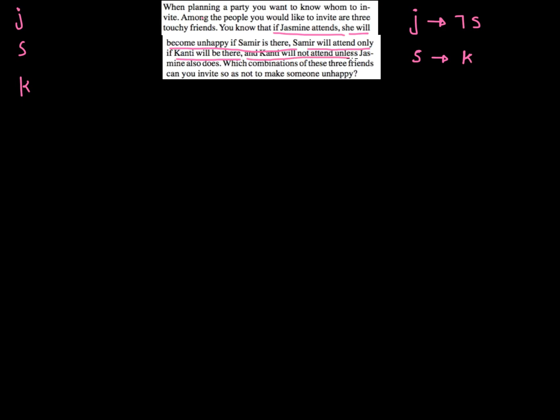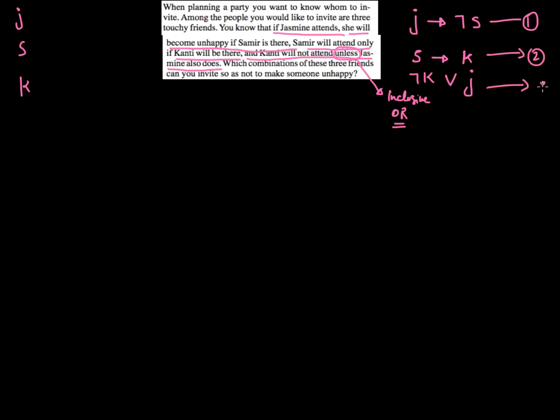And Kanti will not attend unless Jasmine also does. First thing, when we see the word unless, it can also be translated into an inclusive or, which means that the relationship between Kanti and Jasmine is such that Kanti will not attend, meaning no Kanti, unless translates to or, Jasmine also does, or J. Okay, so I've got my three relationships in propositional logic.